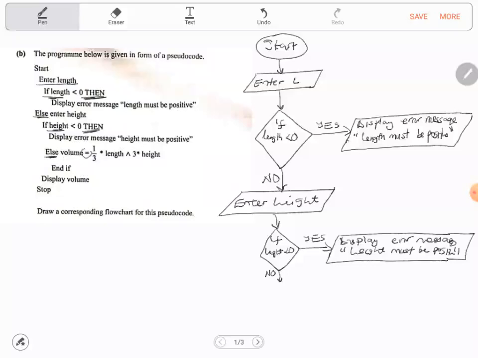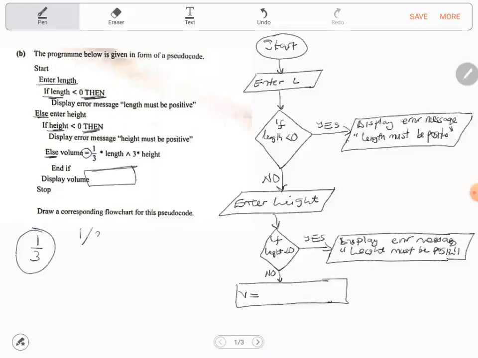Now whenever you see an equal sign, something of processing, so use a rectangle. So here we are going to use a rectangle. Now here we need to be very clear, very careful. So we are saying volume is equal to 1/3. Now 1/3 is not understood by a computer. We are going to put 1/3. This is a symbol for division. So say 1/3.